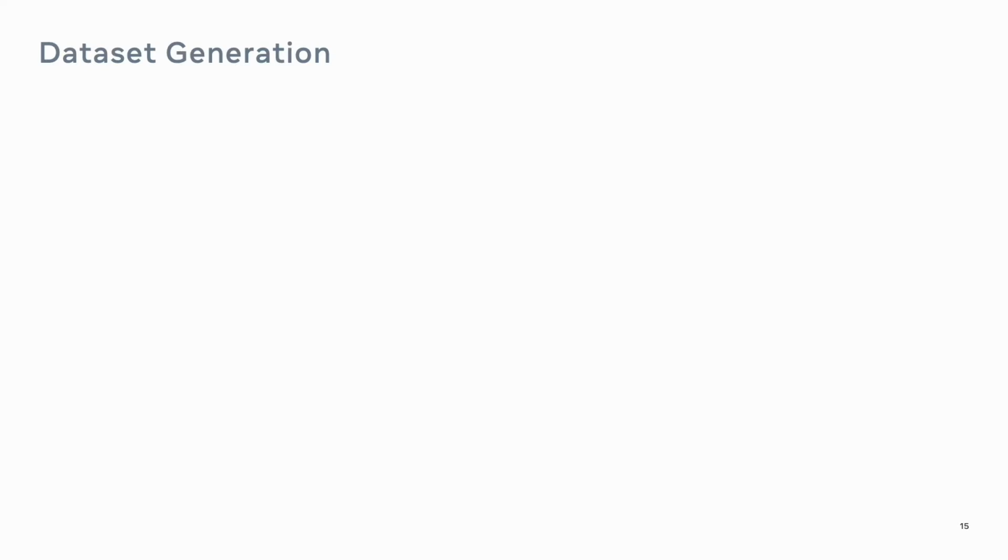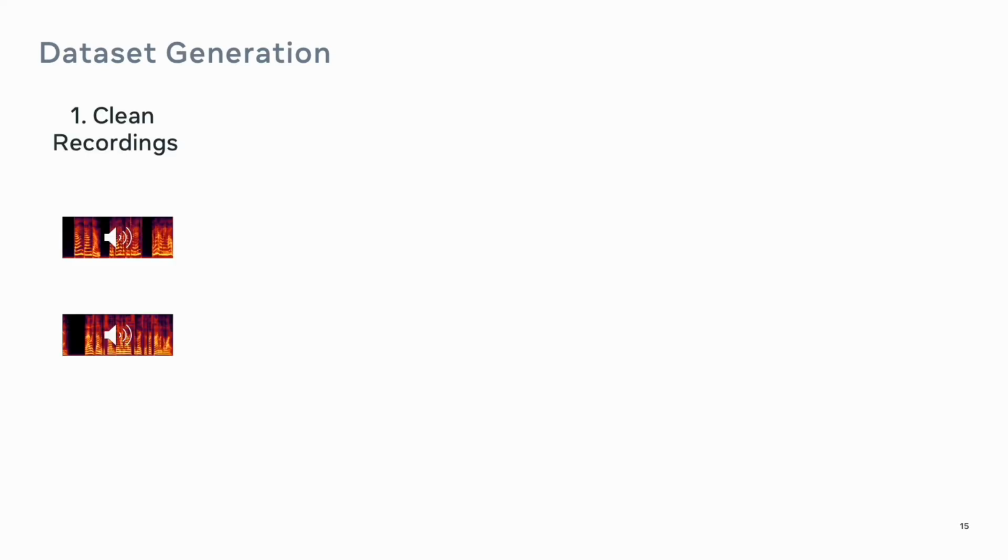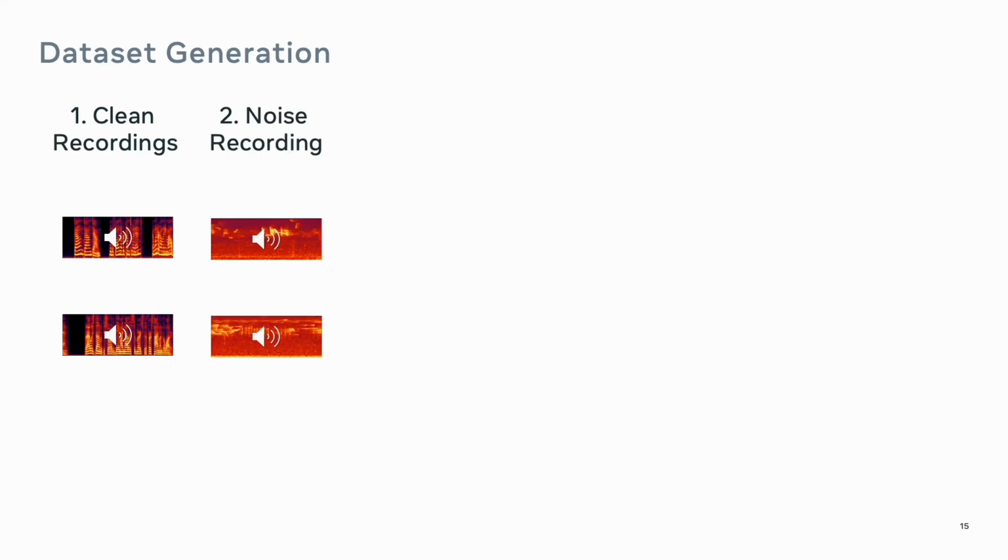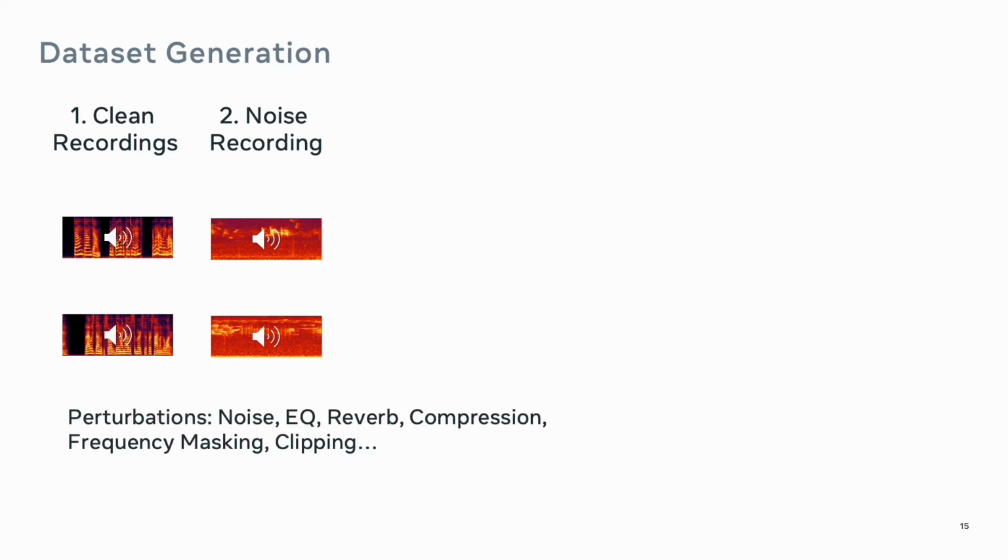Now let's take a look at how we create this dataset in the first place. We first assume access to a large dataset of clean recordings from which we select 2 clean recordings. Next, we also assume access to a big dataset of noise recordings, and these noises can come from different categories and can be of different types, including additive noise, equalization, reverb, compression, frequency masking, clipping, and many more.